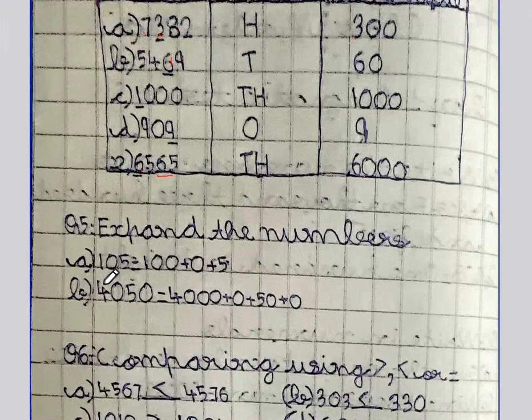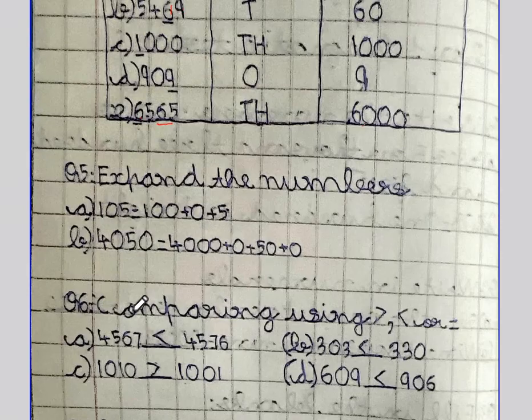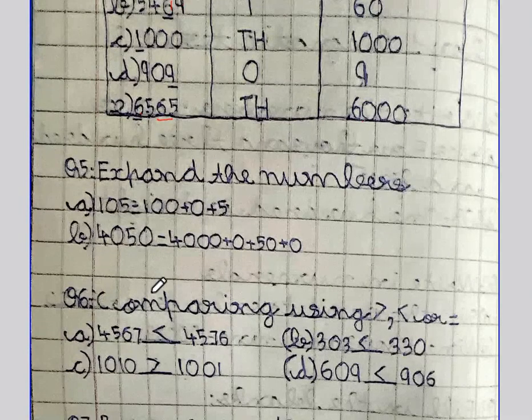The first number is 105. 105 is a 3-digit number. So ones, tens, hundreds, meaning 100 will be here, 0 tens and 5 ones. Next, 4050. It has 4 in the thousands place, so 4000 plus 0 in the hundreds place, and the tens place has 5, so it will become 50, and the ones place has 0.